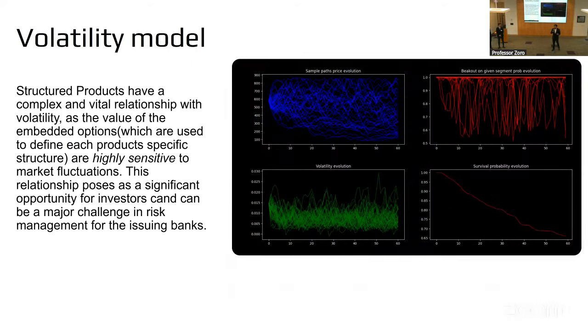Now, let's talk about volatility. There is a complex relationship between these kinds of structured products and volatility, because volatility is what creates opportunities for investors, and it's also what creates a headache for the risk management side of the people issuing these products. So on both the buy side and the sell side, there's a need for understanding volatility and its intersection with the valuation of these products.